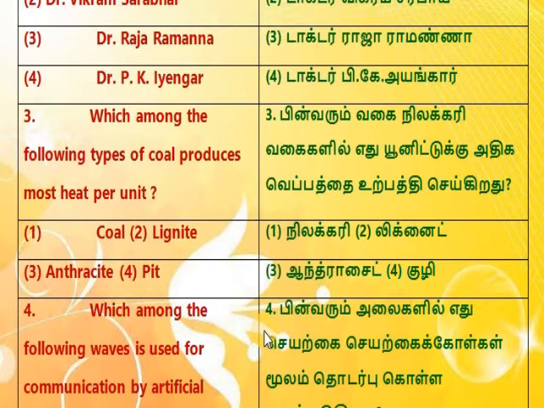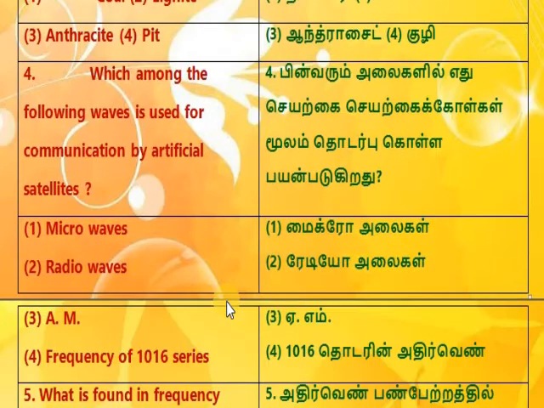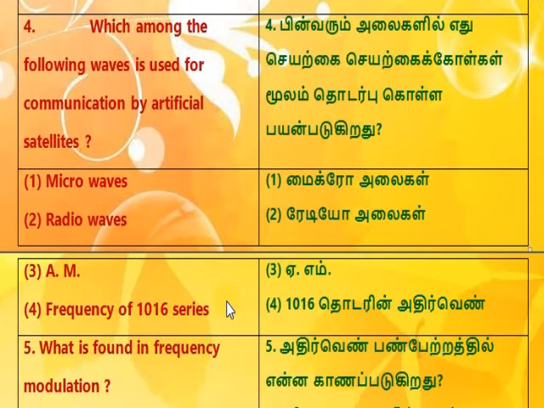1. Coal. 2. Lignite. 3. Anthracite. 4. Peat. 4. Which among the following waves is used for communication by artificial satellites? 1. Microwaves. 2. Radio waves. 3. AM. 4. Frequency of 1016 series.